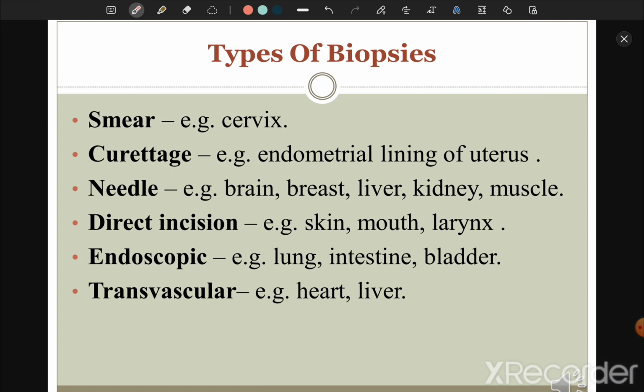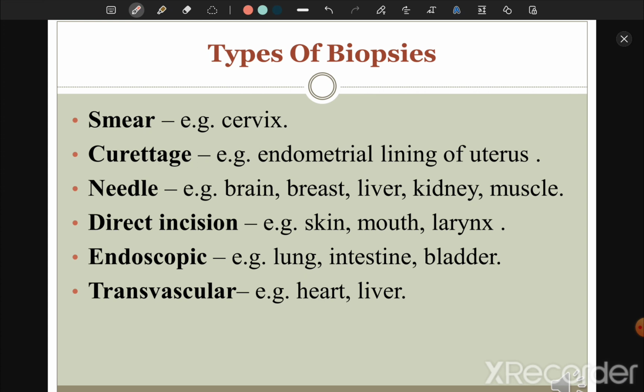And we have needle biopsy. This type is taken by a special needle or syringe. And this is taken from different organs. For example, the brain, the breast, the liver, kidney, and the tissue sample is again sent for the histopathological study.